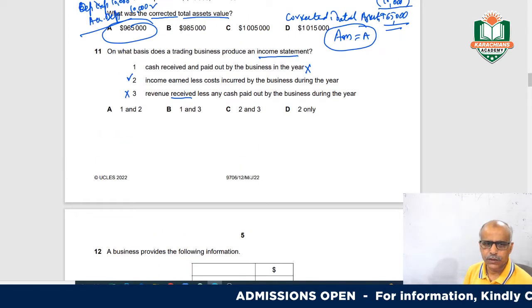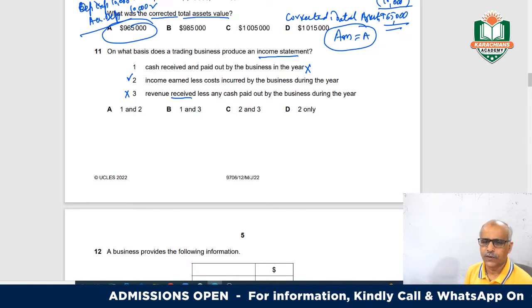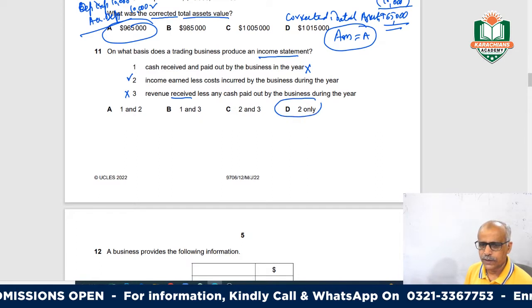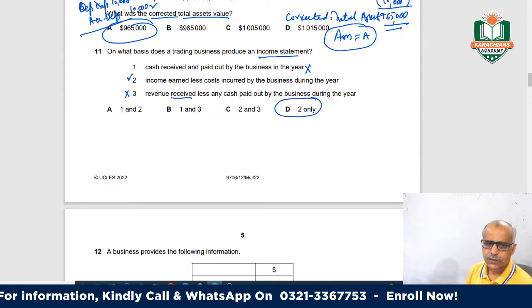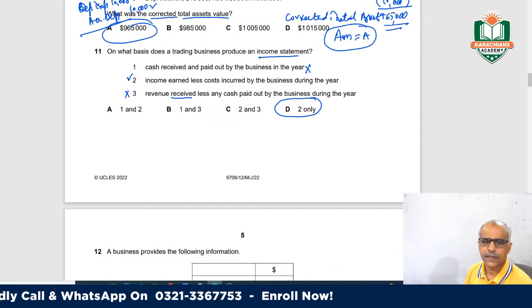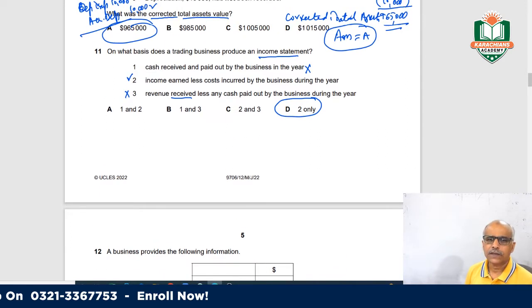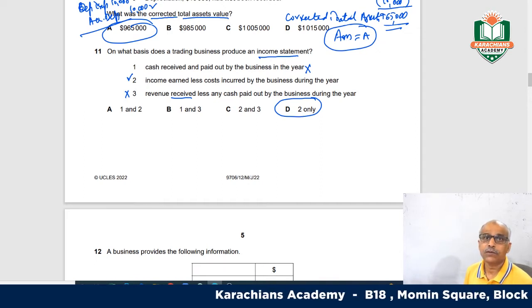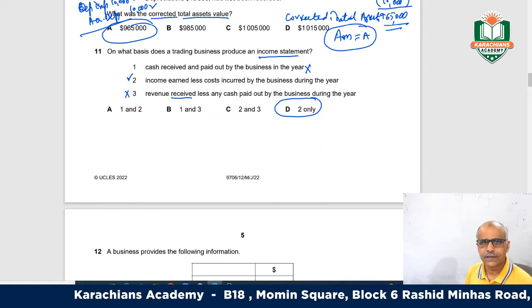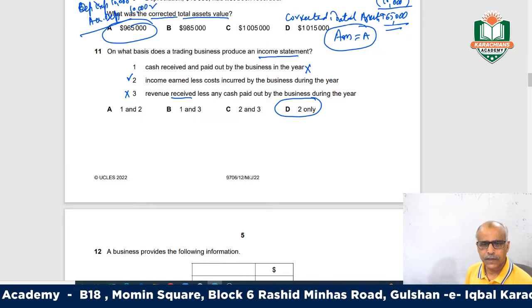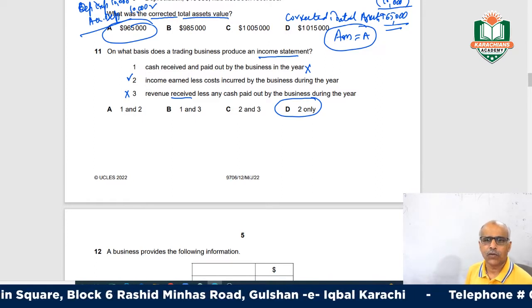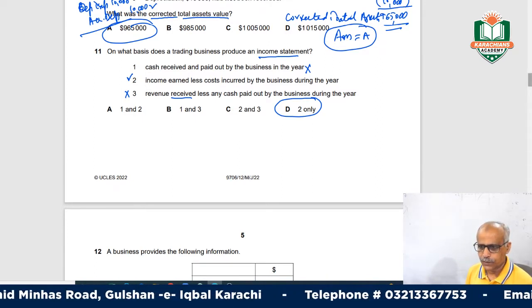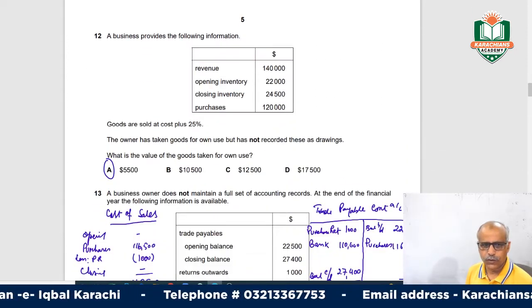So the option 2 is very much correct. So your answer will be 2. Why not 3? Because it is saying revenue received less any cash paid, no. Expenses incurred and revenue earned, either it is received or not. Expenses incurred, either they are paid or not. So only option number 2. So move on to 12.